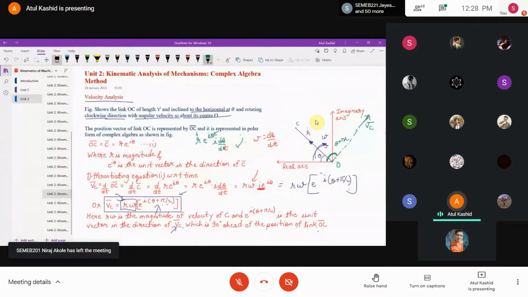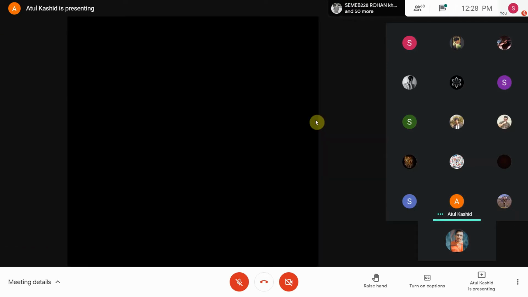Now next, if we have the velocity equation with us, we can derive the acceleration equation, again by differentiating with respect to time. But before going through the acceleration equation, please reply whether the velocity equation is clear to you.